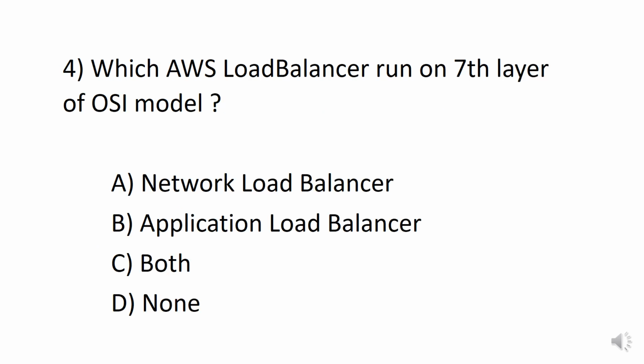The fourth question is associated with your AWS cloud provider, and it asks about the load balancer which runs on the seventh layer of the OSI model. If you know the OSI model, there are seven layers: your data link layer, your transport layer, and so on, up to the application layer, which is the seventh layer. Here we have four options: network load balancer, application load balancer, both, and none. The load balancer which runs on the seventh layer of the OSI model is the application load balancer, which works on HTTP and HTTPS protocols. The network load balancer runs on the fourth layer of the OSI model and serves the TCP protocol. So the answer for this will be the second, application load balancer.